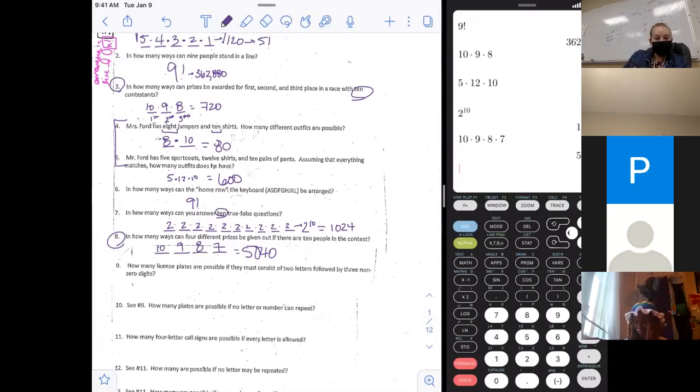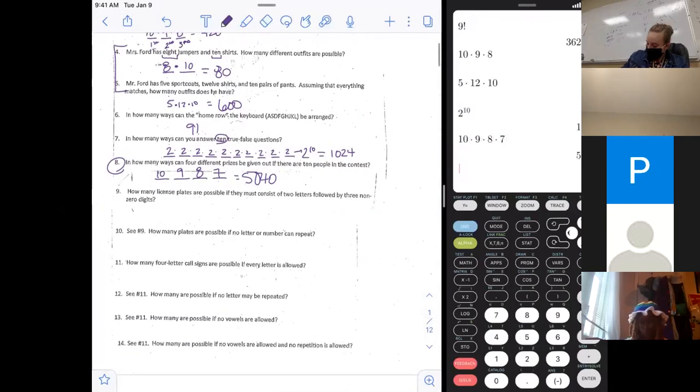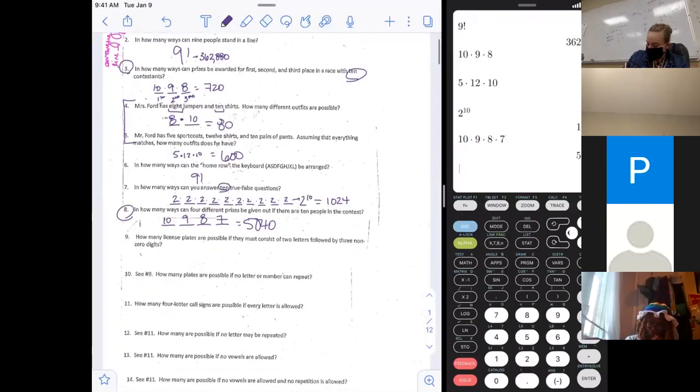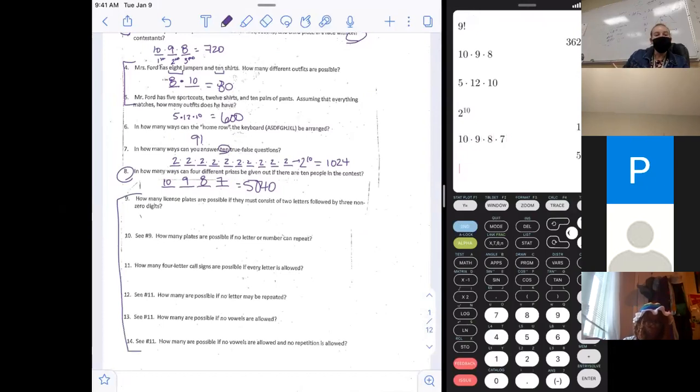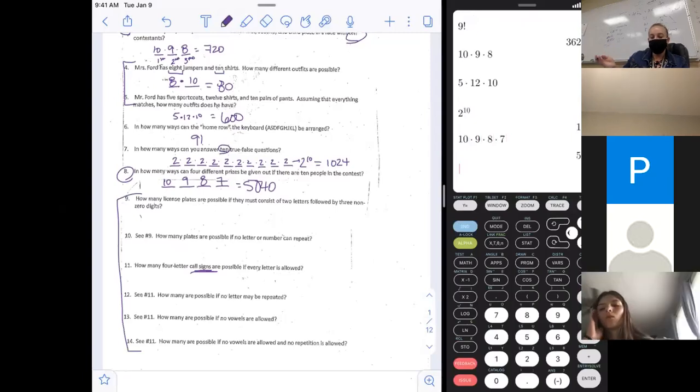All right, how many license plates are possible if they consist of... Okay, all of the rest of these on this page are very similar. It could be a license plate, a phone number, or organizing any letters or numbers in a row. A call sign is like radio letters. If you listen to the radio, it'll be like, you're at WFYI, that's the NPR station. That's what I listen to. But popular radio stations have a 4-letter call sign too. So these are all very, very similar.